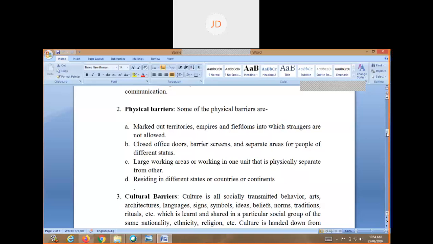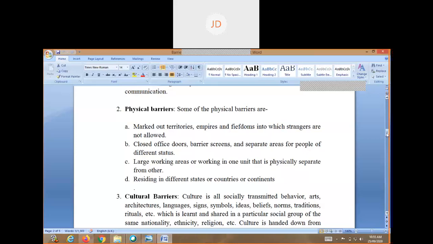Okay. So some examples are given, such as marked out territories, empires into which strangers are not allowed. So in some empires, in some territories, you won't be able to enter. If you want to meet someone from that particular territory or empire, you won't be able to directly contact that person or personally meet that person. Why? Because you're not allowed to do that. There is a barrier. Okay, so that is a physical barrier because you are not able to personally meet the other person.